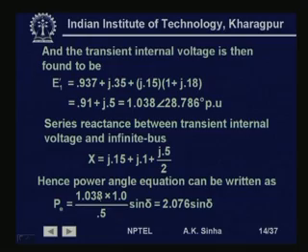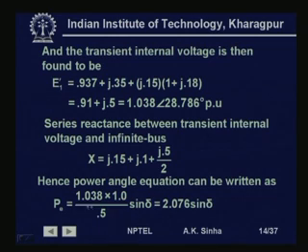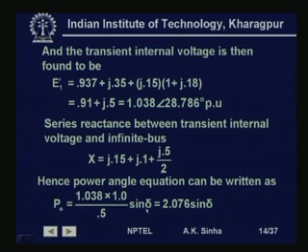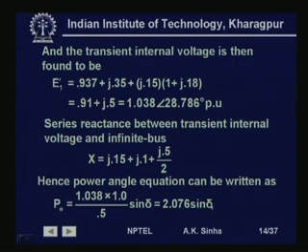Therefore, the electrical power equation, that is the output equation of the electrical power for this machine, can be written as EV by X into sine delta. E is 1.038, V is 1 angle 0, this is the voltage of the infinite bus. This is the transfer reactance, and delta is the angle between E and the infinite bus voltage. Since the infinite bus voltage angle we always choose as reference, that is 0 degree, this is the power angle or the voltage angle behind the transient reactance. So, this we can write as 2.076 sine delta.